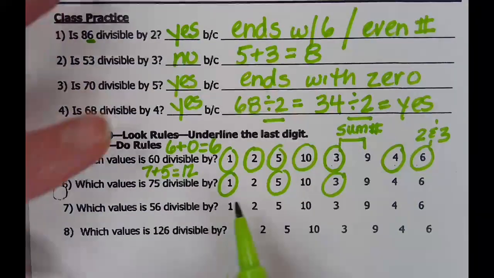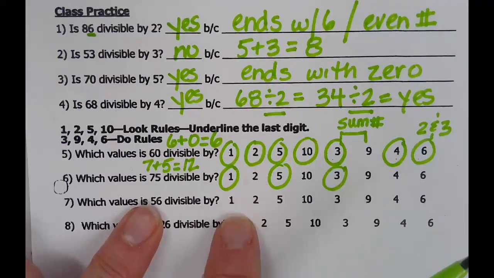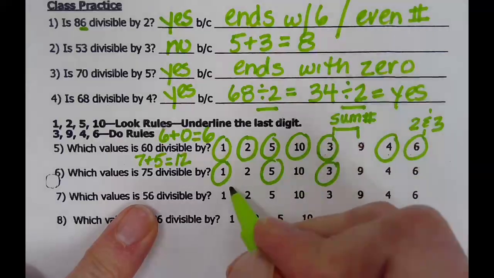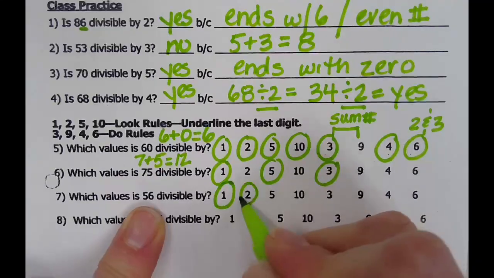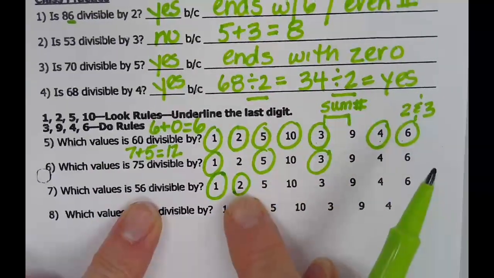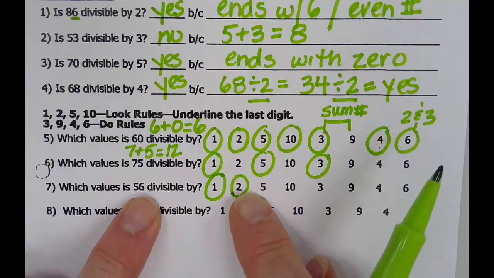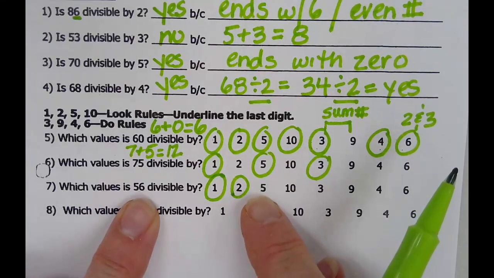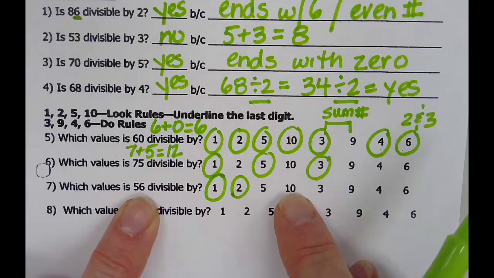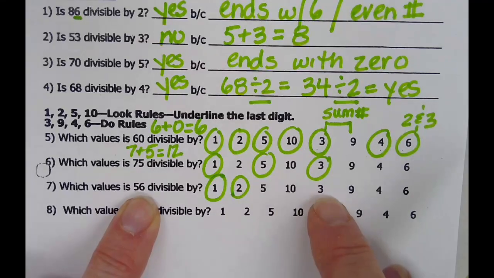All right, 56. Is it divisible by 1? Why? All numbers. How about 2? Why? Because it ends with a 6. It's even. How about 5? Why not? It doesn't end with 5 or 0. How about 10? Why not?